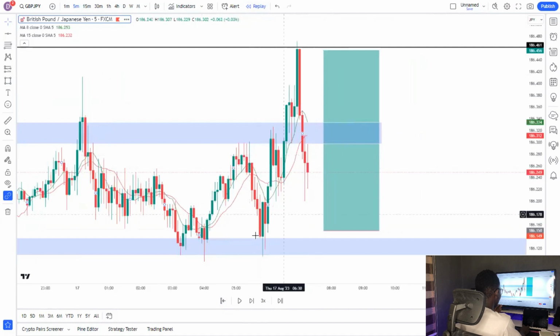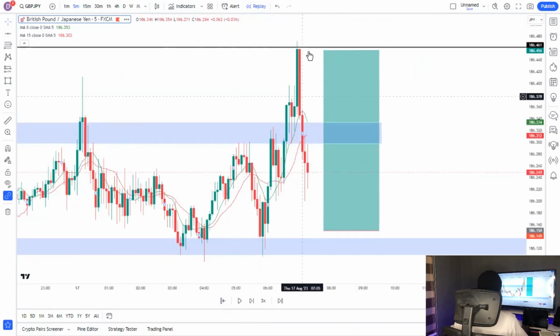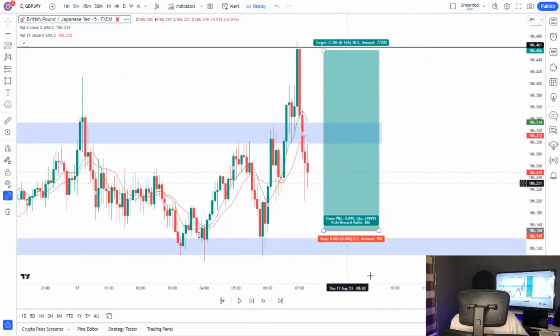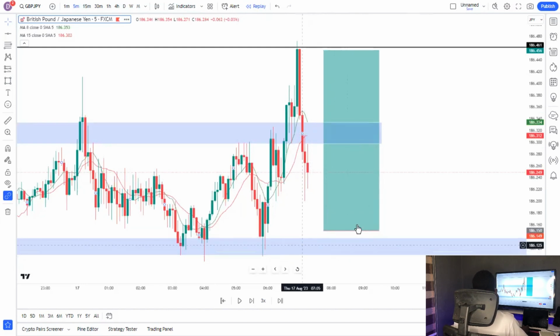Me initially, of course, I don't enter buys on this kind of stuff happening right here. I actually wait for price to hit support, resistance, or supply and demand before taking any trade in the forex market.